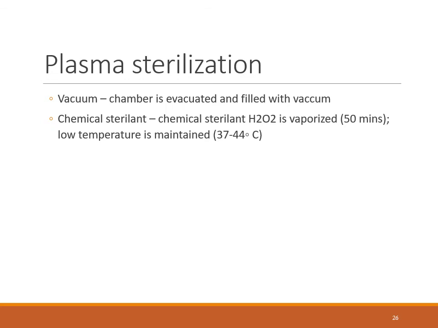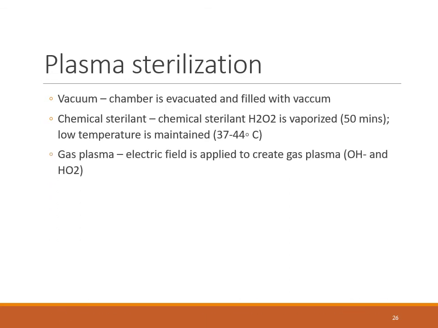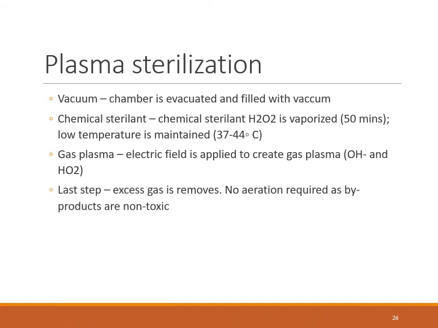The H2O2 vapor diffuses through the chamber and exposes all surfaces of the load of the sterilants. Low temperature is maintained, like 37 to 44 degrees Celsius, throughout the cycle. Then gas plasma. In the next step, the electrical field is applied to the chamber to create a gas plasma. H2O2 breaks into free radicals such as hydroxyl and hydroperoxyl, which initiate the microbicidal action. And the last step is excess gas is removed.